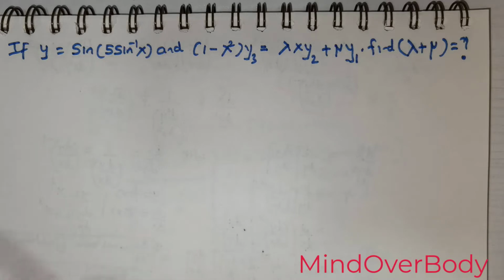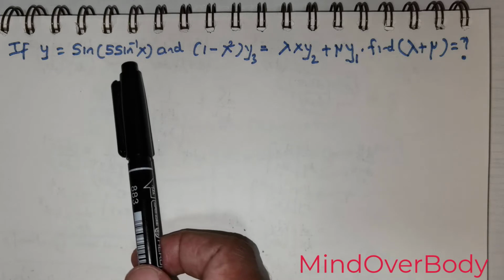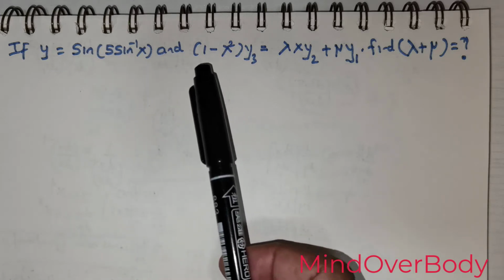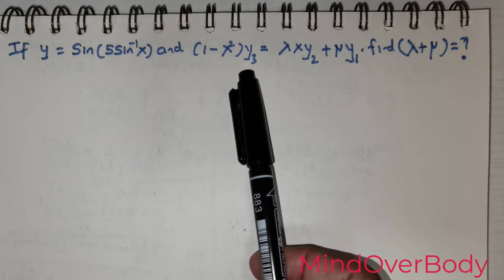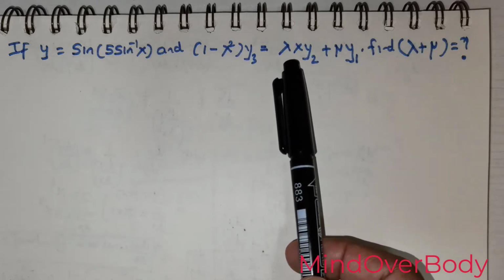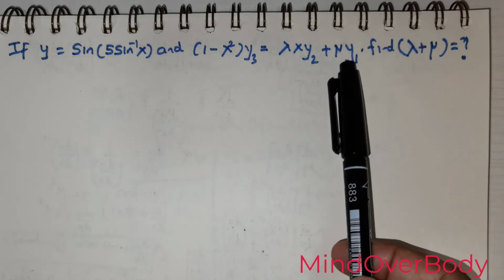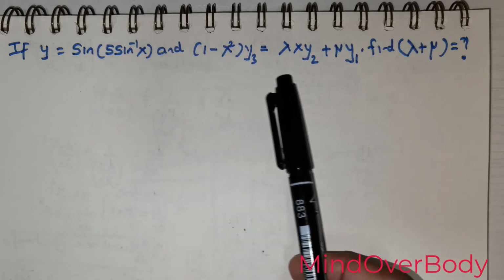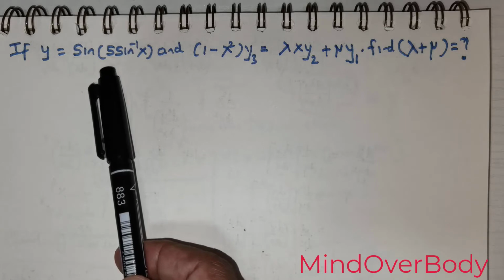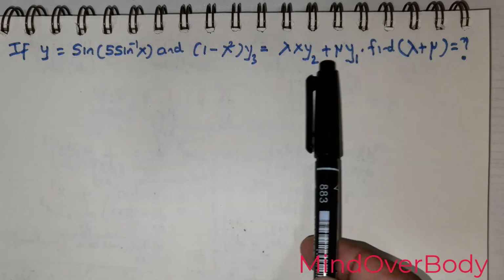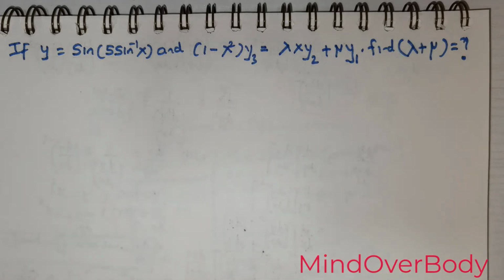Students, we are given this question: if y is equal to sin(5 sin⁻¹x), and that we have (1 − x²)y₃, where y₃ stands for the third derivative, equal to λ x y₂, the second derivative, plus μ y₁, the first derivative. So this has to be achieved by us, given the value for y, and from here we will have to extract λ + μ. So let's do this question.